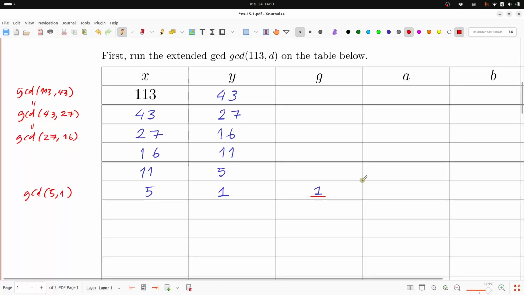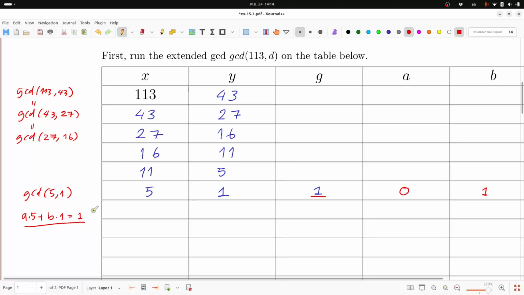But we also want to return A and B. We want A and B such that A times 5 plus B times 1 equals 1. As a note, we want A times 5 plus B times 1 equals 1. So the value that we can choose is to set A to be 0 and B to be 1, because it satisfies this equation pretty simply.